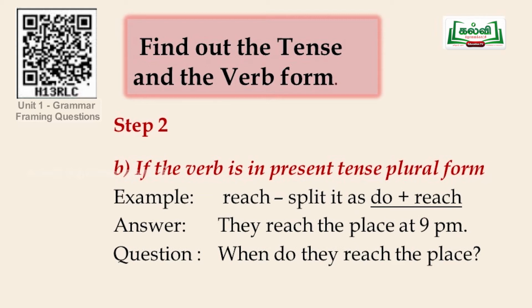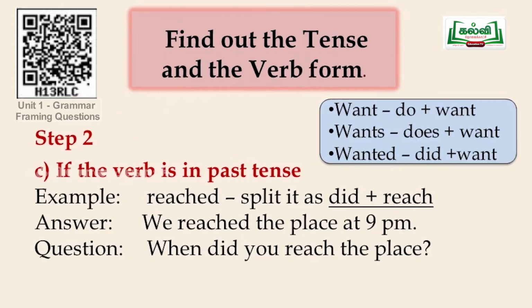Plural, present. They reach the place at 9 p.m. What is the answer word? 9 p.m. Remove it. See the main verb, reach. Now you must have learnt it in your lower classes. Subject, verb, agreement. What is the subject here? They. It is a plural form. So what is the verb here? Reach. It is also in plural form. So instead of using the word reach in the question, split the word reach. How will you split it? Do and reach. Remember, split reach as do and reach. So how will you frame a question? When do they reach the place? Very good. Correct. We'll see one more sentence also.